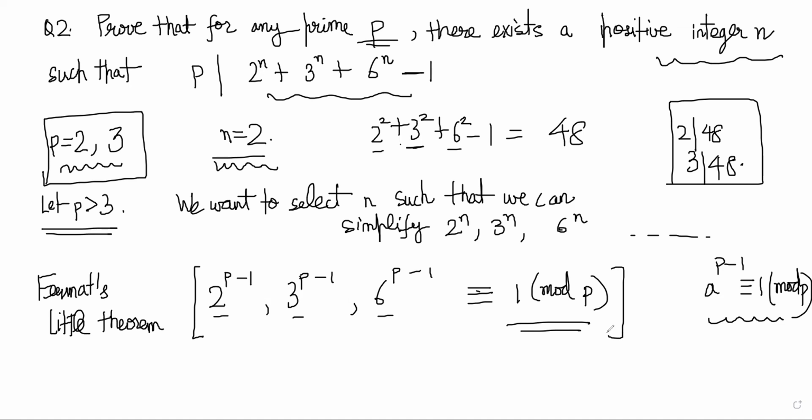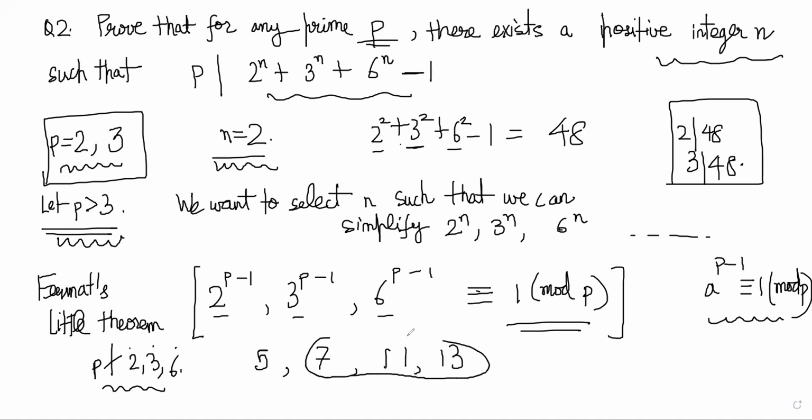Now, that's correct. Why is that correct? Because p does not divide 2, 3 and 6, because we have taken p as greater than 3, right? And it's a prime number. So the lowest prime number is 5. 5 does not divide 2, 3 and 6. And after that, the numbers are 7 and 11 and 13. After that, the numbers themselves are bigger than this, right? So 7 does not divide 2, 3 and 6, right?